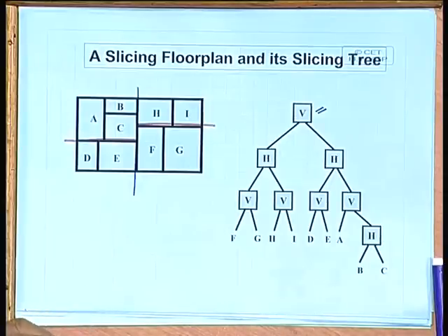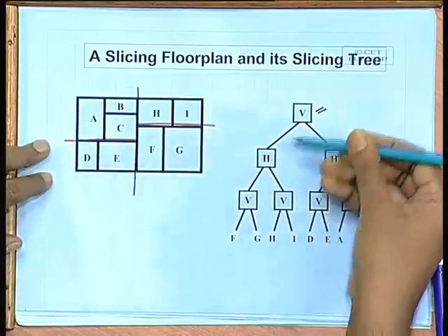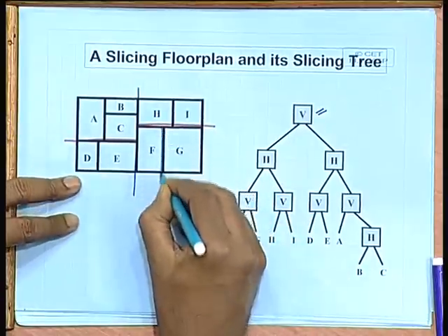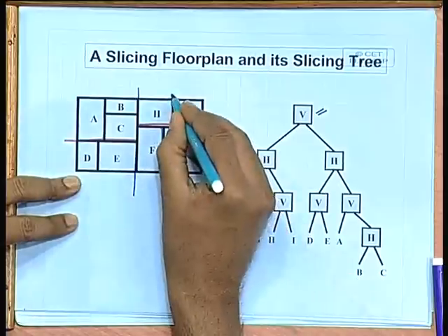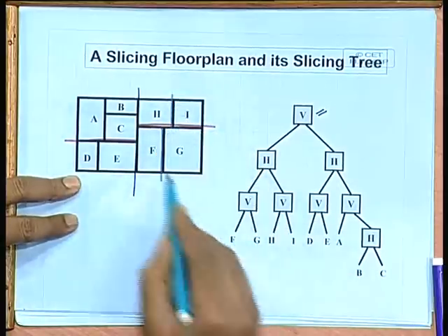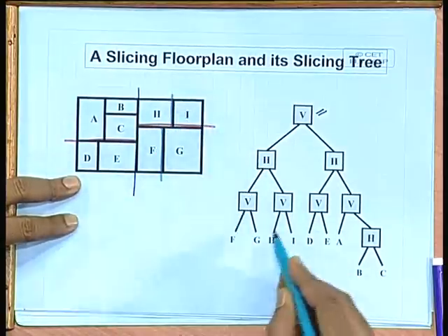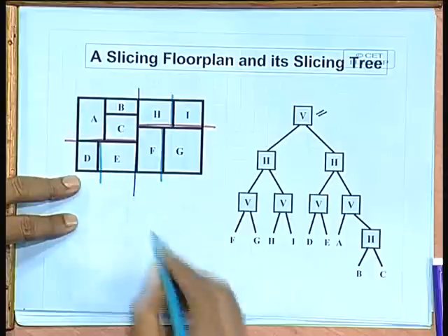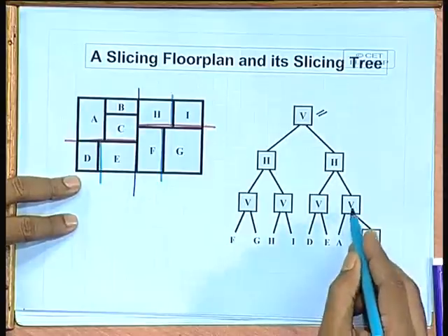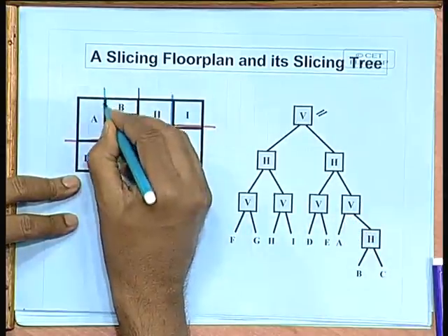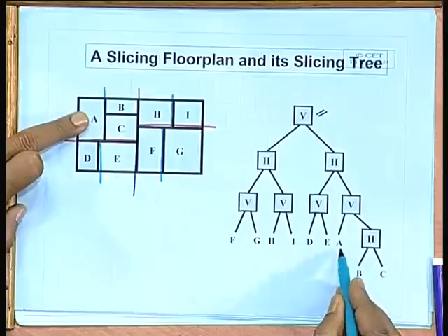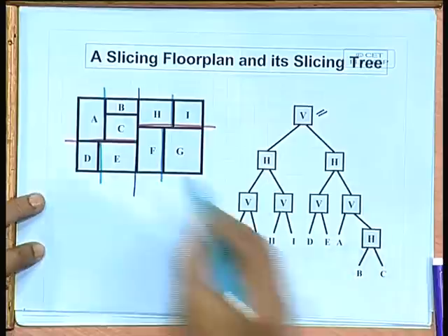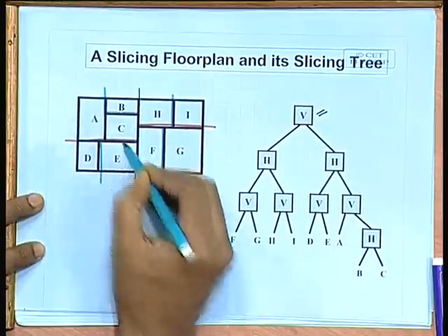So, this process will continue. In the next level there is another vertical cut F, G, this, here H, I, this, and you get finally the blocks F, G, H and I. And on the other side you have another vertical cut D, E, this, you get D and E, and you have another vertical cut here where on one side you get the block A and the other side you get another composite block where you need another horizontal cut like this to get B and C.